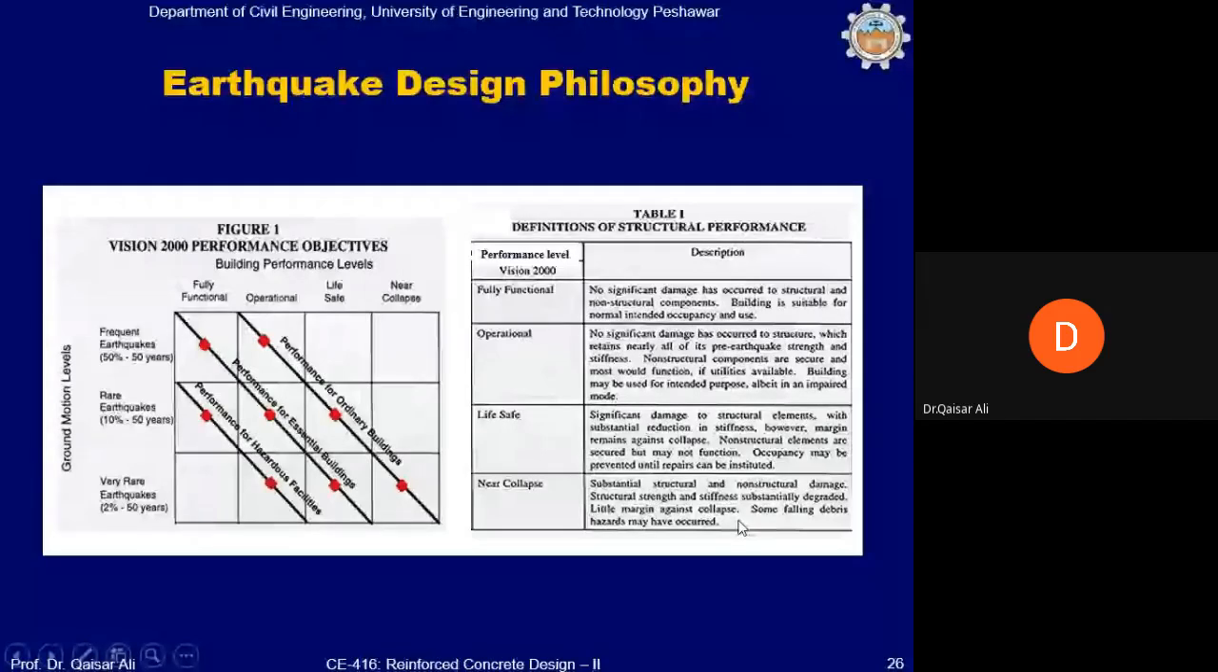Some falling debris hazards may have occurred. Some falling debris में कुछ चीजें गिर चुकी होंगी या करीब गिरने की होंगी, और इनको दोबारा ठीक करना जो है मुमकिन नहीं होगा. So with this explanation, now you would have seen that we do not design our structures against earthquakes such that they do not crack in any situation.